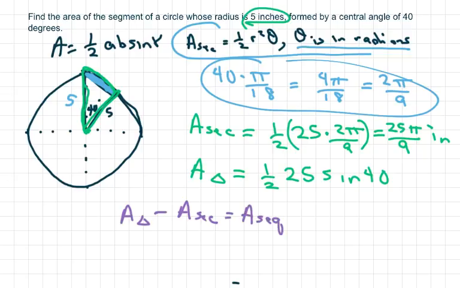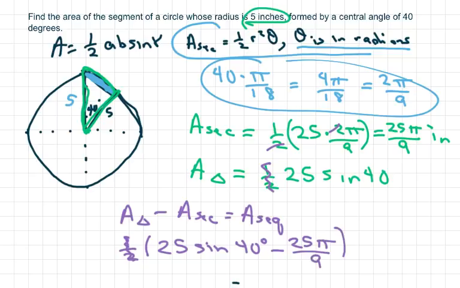So the area of the triangle is 1/2. Oh, the 1/2 goes away because that canceled. So it's 25 sine of 40 minus 25 pi over 9. And this should give you 0.69 inches.